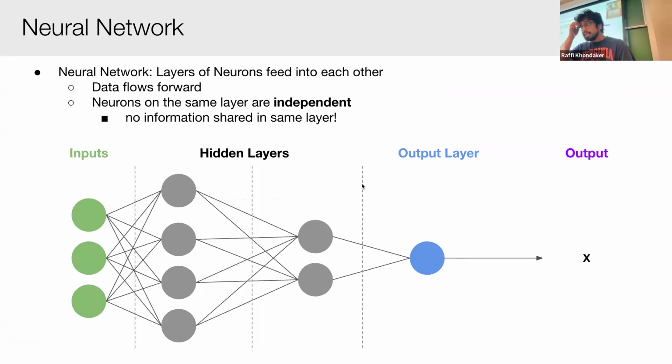And again, in a neural network, data always flows forward. It doesn't flow backward, or for now, it doesn't really flow backward. And it doesn't go in between layers, right? So neurons in the same layer are independent of each other, at least when we were passing data forward.